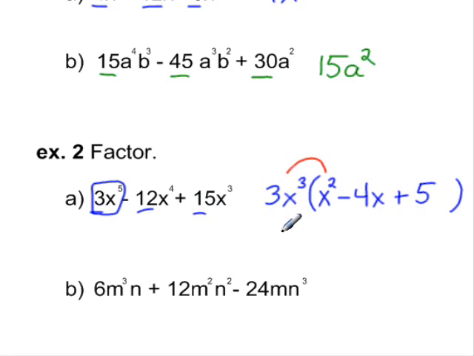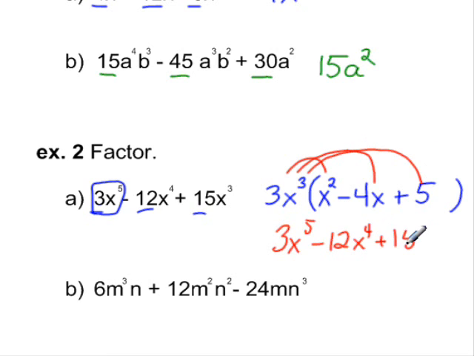We've got 3x cubed times x squared. That would be 3x to the 5th. 3x to the 3rd times negative 4x would give me negative 12x to the 4th. Same thing with 5. That's going to give me 15x cubed, and let's check. This in red should be the same thing as what we started with, and it is. So since I got what I started with, I know that I did it correctly, and that means that this is the answer. So that's just an easy way to check ourselves here.